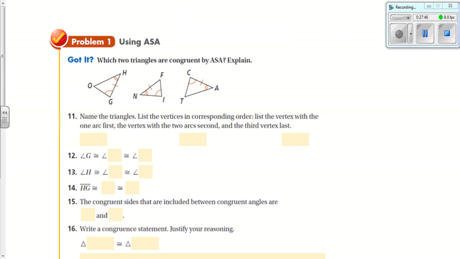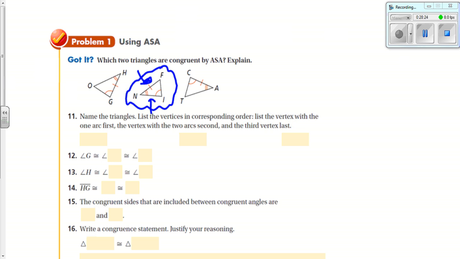So let's do some practice with angle, side, angle. Which 2 triangles are congruent by angle, side, angle? So let's take a look. In this first triangle, I'm given an angle, a side, and an angle. In this triangle, I'm given 2 angles and a side also, and so I am in this last one here, CAT. But what is the problem with this one right here? The problem is this side is not included. It's not in between the 2 angles. So that is not an angle, side, angle. The angle's not included.